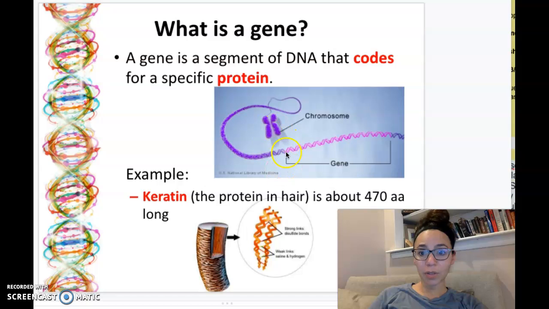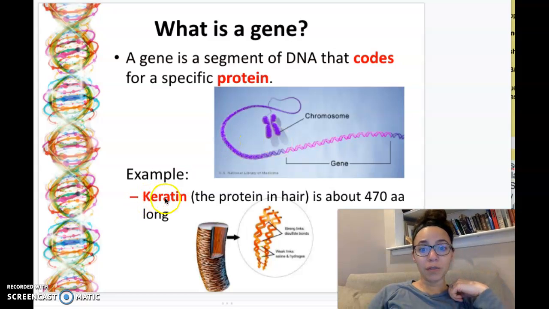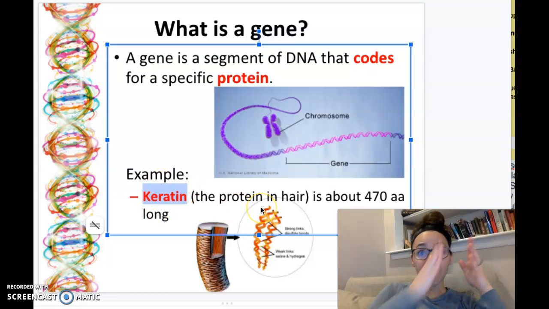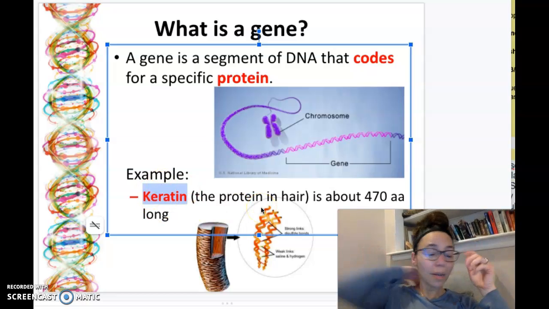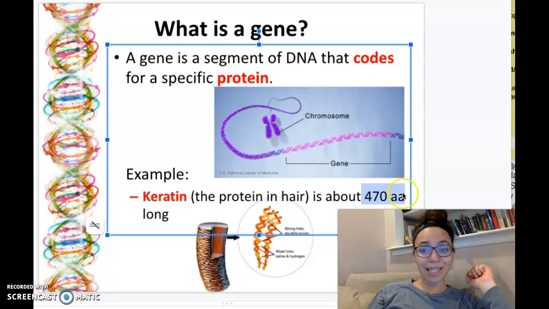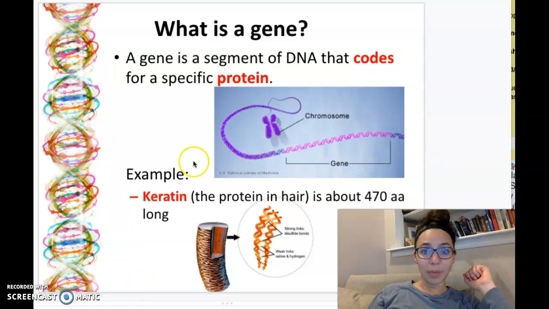So if we're looking at this little chromosome here, this pink segment is representing one gene. For example, we have a gene for keratin, which is a protein that makes up our hair, right? People have different colored hair, different textured hair. That all depends on the amino acid sequences, the nucleic acid sequences in that gene. It's about 470 amino acids long, and it's an example of a gene.